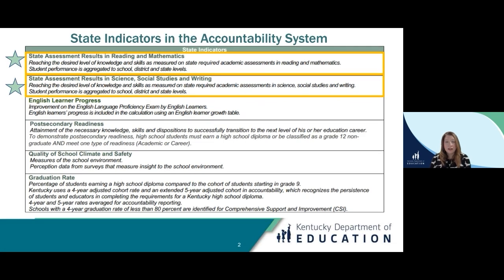There are 6 indicators comprised in Kentucky's accountability system. These indicators are State Assessment Results in Reading and Mathematics, State Assessment Results in Science, Social Studies, and Writing, English Learner Progress, Post-Secondary Readiness, Quality of School Climate and Safety, and Graduation Rate. In this session, we are going to focus on the State Assessment Results in Reading and Mathematics indicator, as well as the State Assessment Results in Science, Social Studies, and Writing.